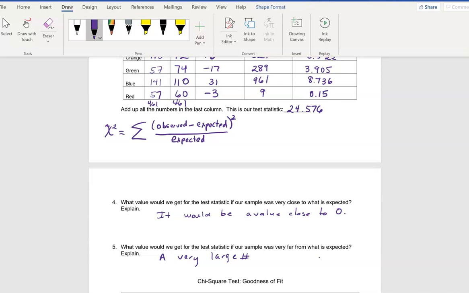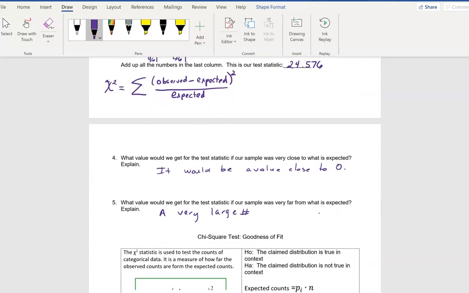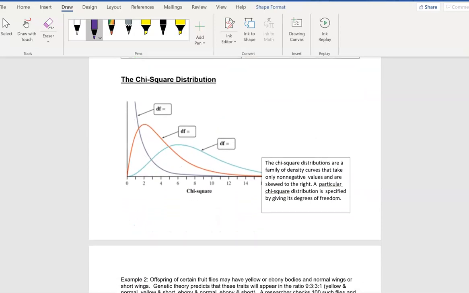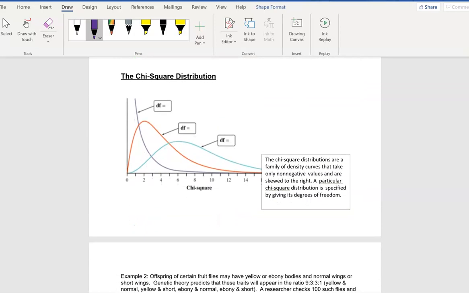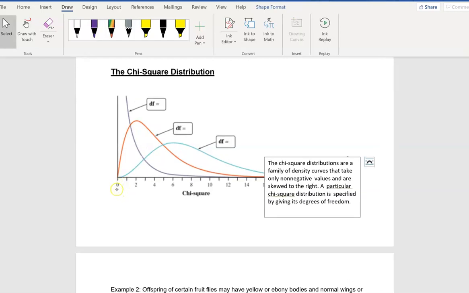So I'm going to show you in a few minutes how we can determine how the 24.576 relates to our null and alternative hypothesis. But first, let me go into a little bit more about the chi-squared distribution. The chi-squared distributions are a family of density curves that take on only non-negative values and are skewed to the right. So all of these are chi-squared distributions. The lowest value it could be would be 0, and it goes on infinitely far to the right. Since it's a density curve, the area under the curve has to equal 1.